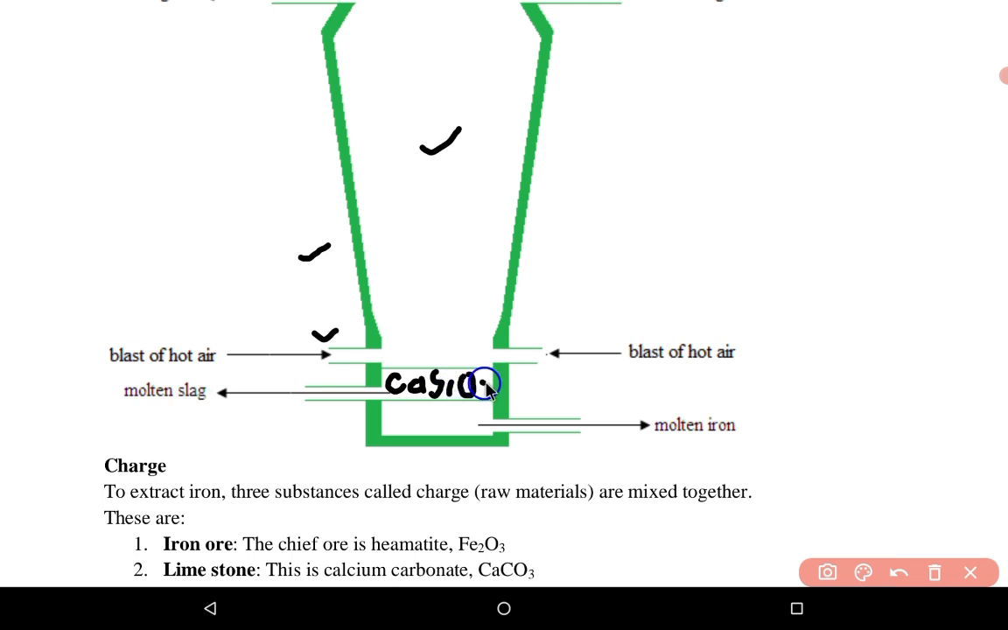And then here is where you get your molten iron. Molten iron. So the molten iron comes out like this. It's not yet pure, it has some impurities.